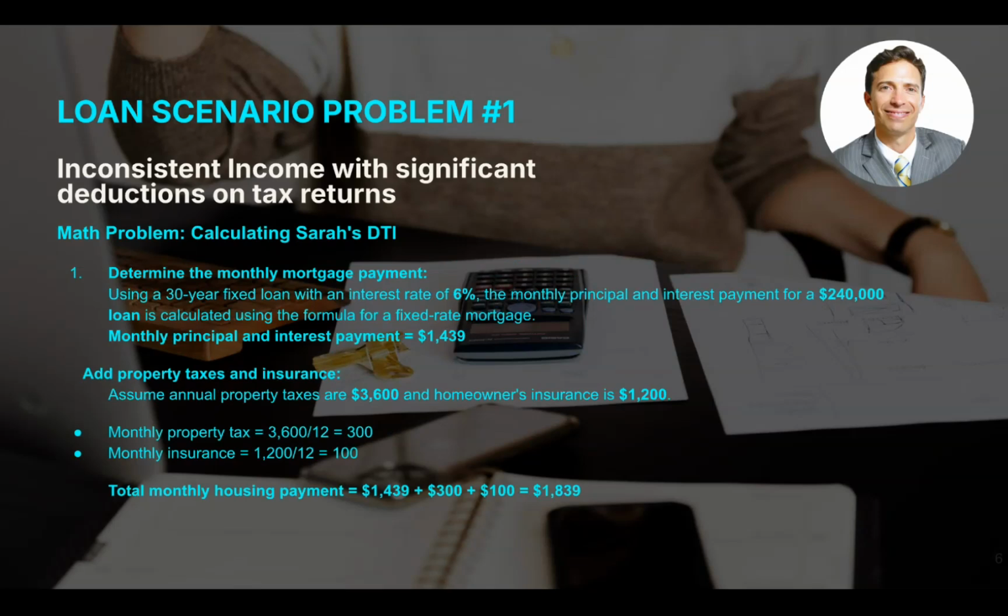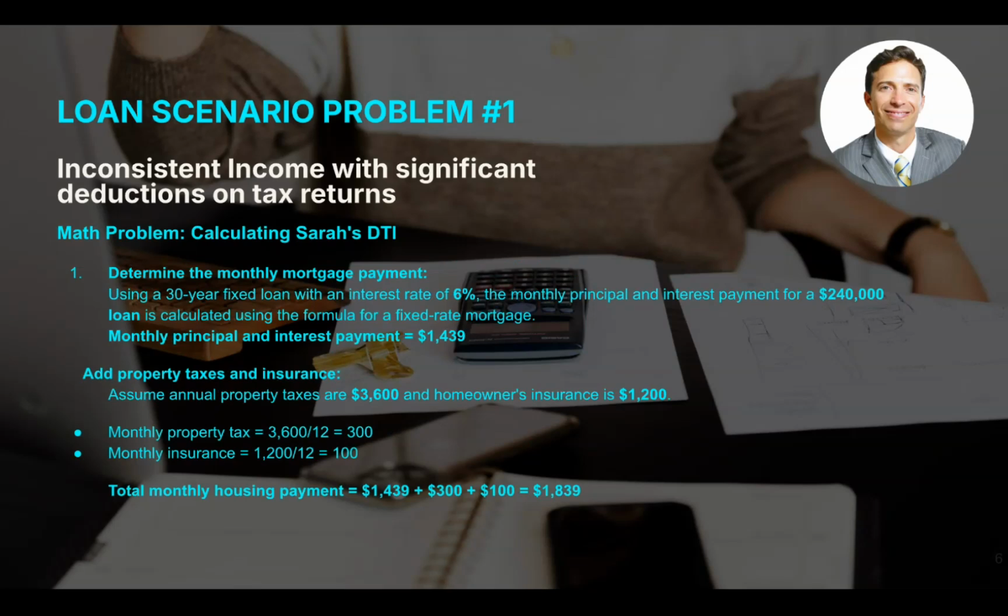Using a 30-year fixed loan with an interest rate of 6%, the monthly principal and interest payment for $240,000 is calculated by using the formula for a fixed mortgage, or you can simply input that into a mortgage calculator, or go on Google, enter mortgage calculator, and then simply input 30-year fixed, 6%, and $240,000 for the loan amount. And you're going to get a monthly principal and interest payment that equals $1,439. Then you're going to add the property taxes and the insurance.